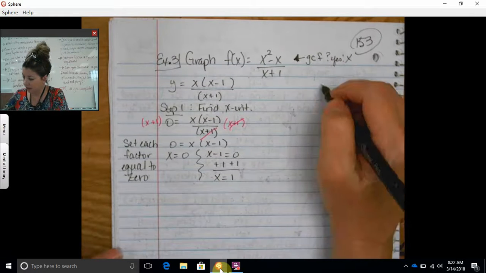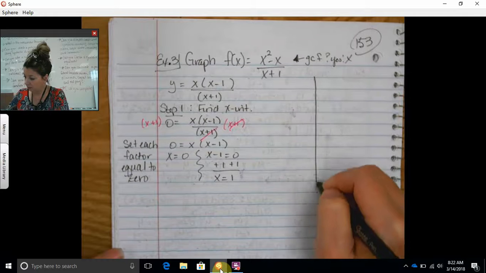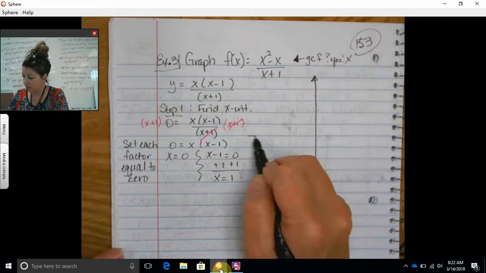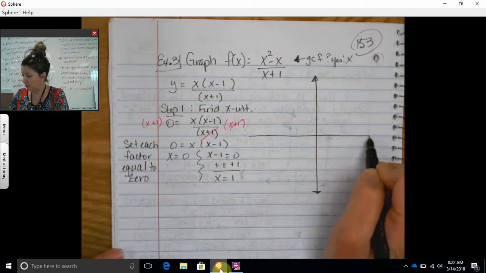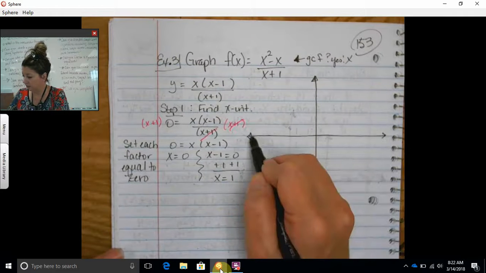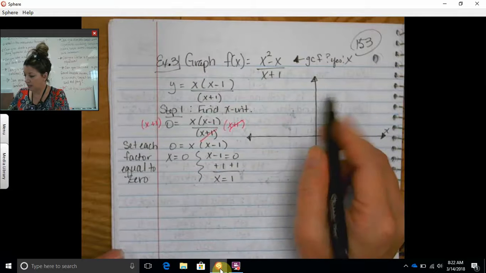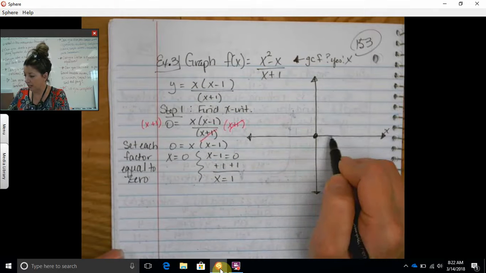I'm going to go ahead and sketch my graph. And I'll just add on to it as we find different pieces of information. Bless you. So on the x-axis, my x-intercepts are 0 and positive 1.